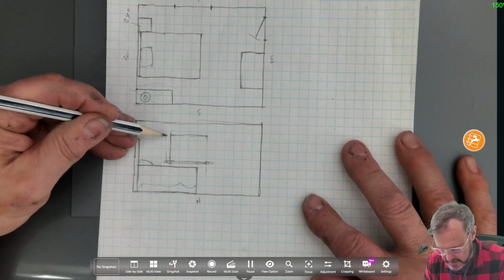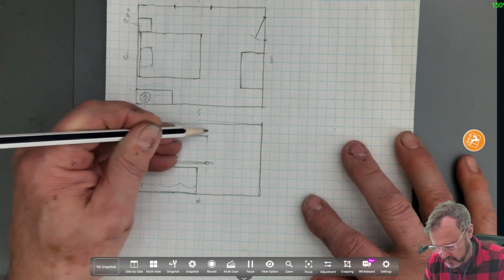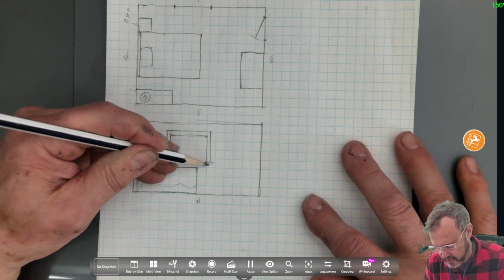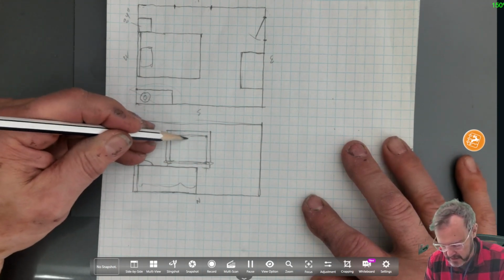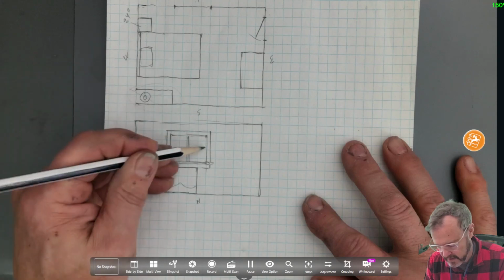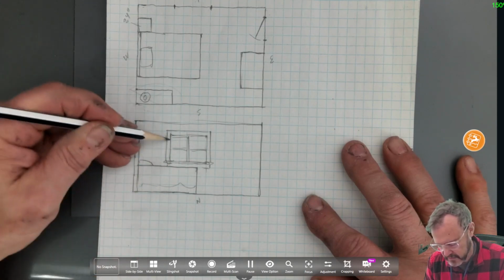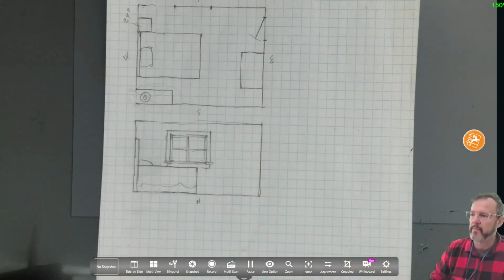And if there's casing around the window, casing is the molding that's around every window and door. Almost every window and door in the world has some kind of casing around it. So we want to do that, and you might even indicate the sash, which is the part of the window that goes up and down.